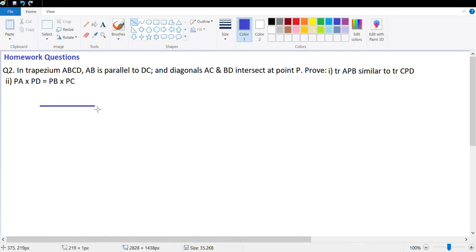So AB is parallel to DC, and diagonals AC and BD intersect at point P. So let's call this A, B, C, and D. AB is parallel to CD. The diagonals intersect at point P. What do we have to prove? So this is the basic rough diagram. This is point P. Next, we need to prove the triangle APB is similar to triangle CPD.